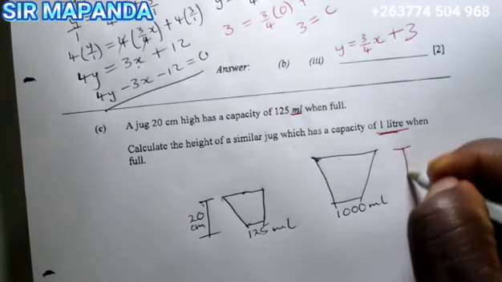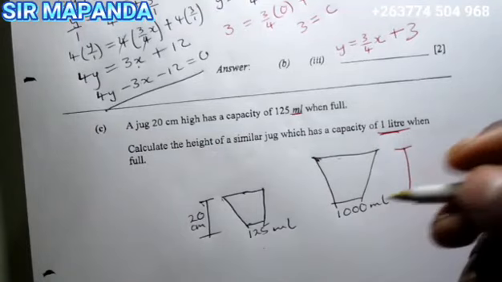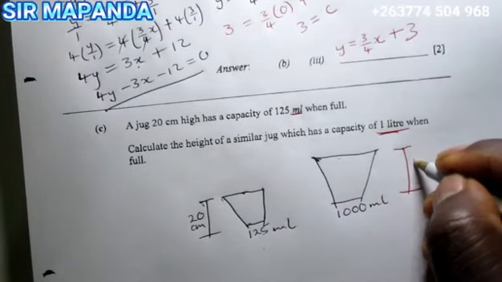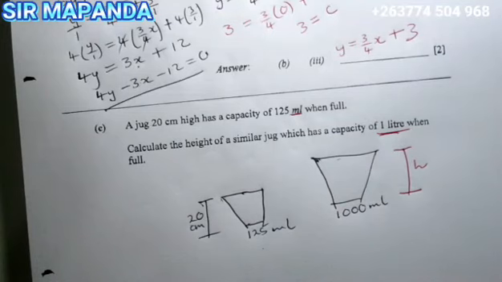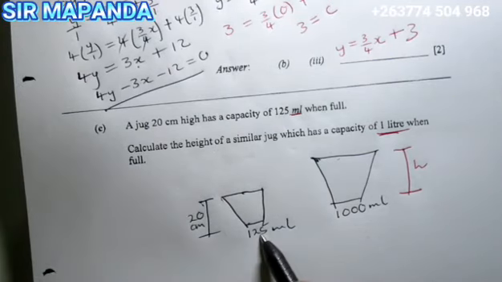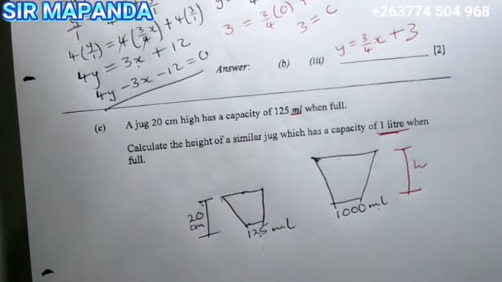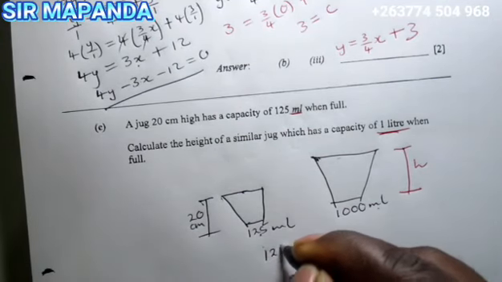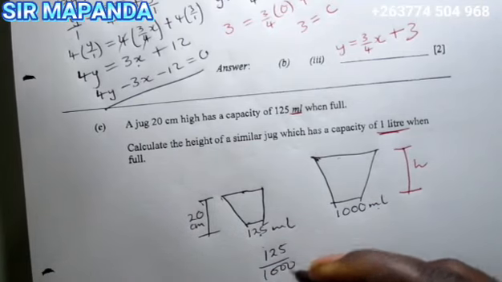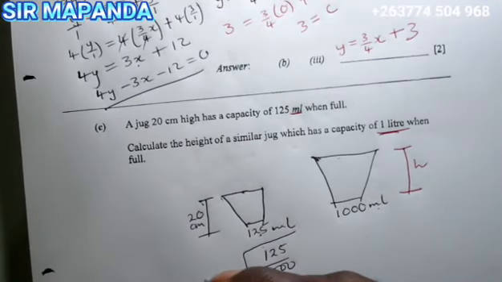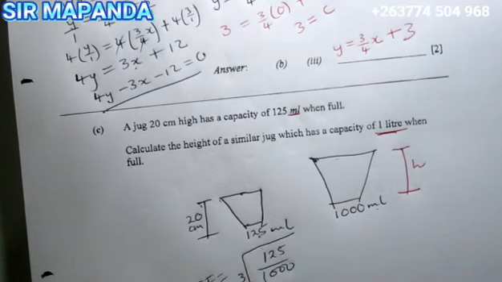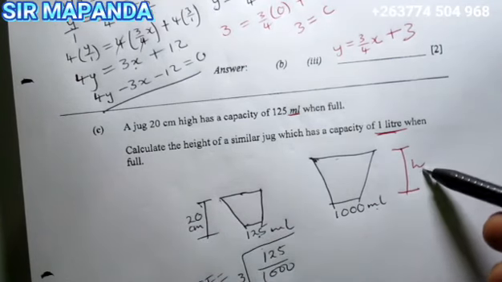So the height of the bigger jug is unknown, right? Let the height be represented by h. For you to find the height, you make use of what you call the scale factor. So this complete set of 125 and 1000 mils is the capacity factor, which is also known as the volume factor. You have to reduce this volume factor first by taking a cube root so as to find the scale factor, which would then lead you to the calculation of this height.